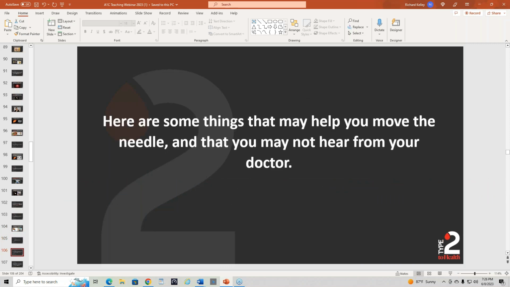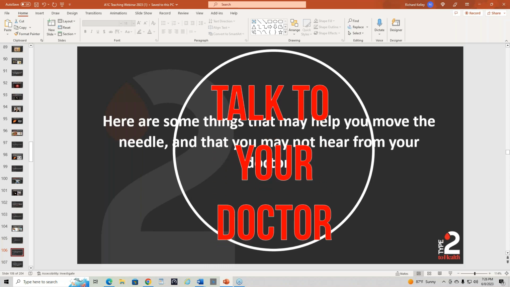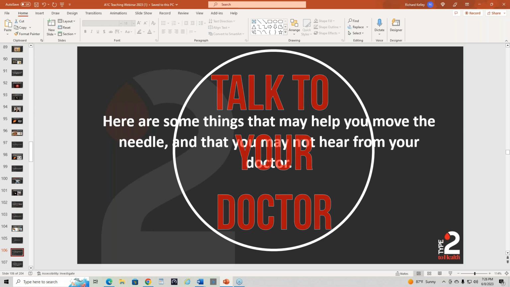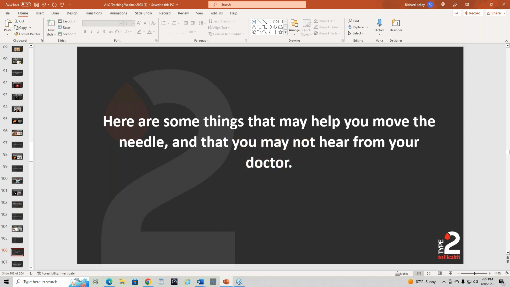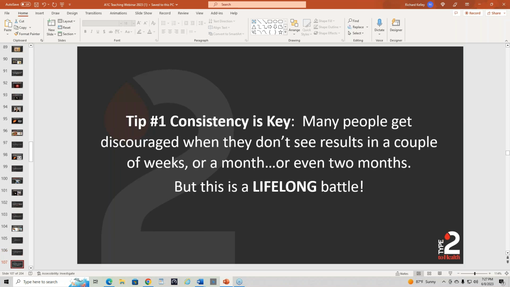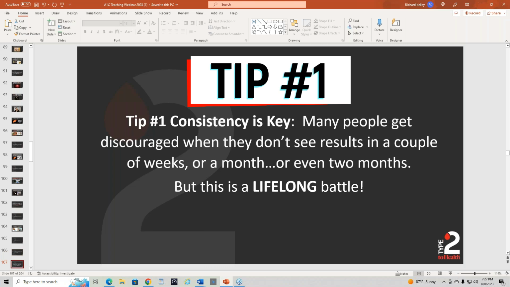So here's some things that may help move the needle and that you may not hear from your doctor. I still want you to talk to your doctor if you plan on implementing any of these things, because your doctor is a very, very important component in helping you manage your A1C and helping you get healthier. So tip number 1 is strictly consistency.